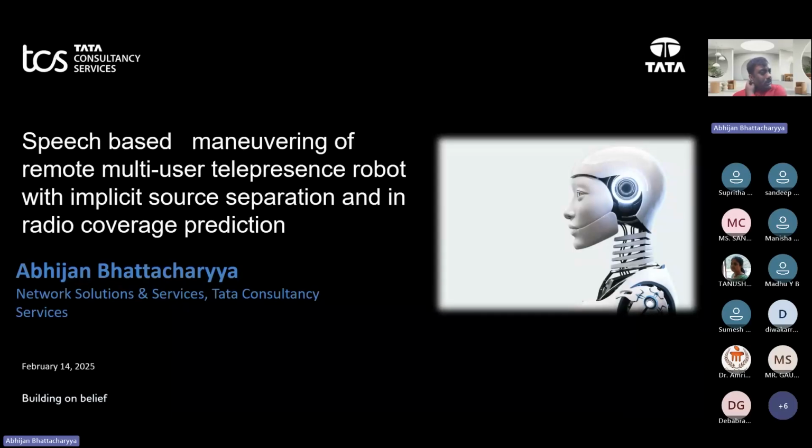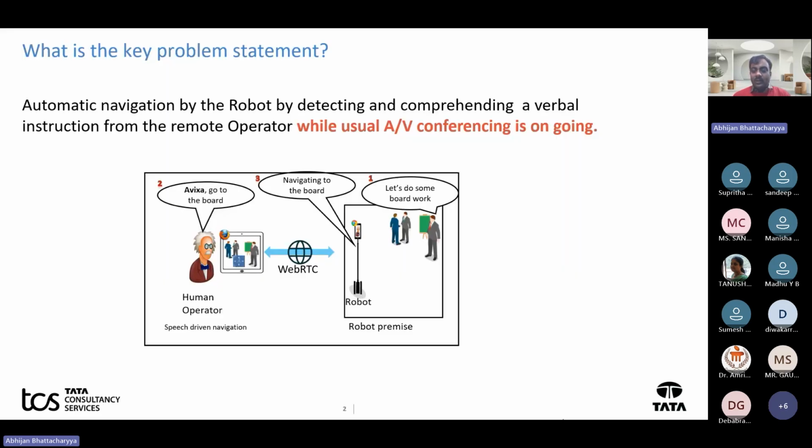So this is basically speech-based maneuvering of remote multi-user telepresence robot with implicit source separation and radio coverage prediction. Now, this radio coverage prediction, I'll not go into the detail because that itself is a huge topic, and I'll just put the reference of our publications. So, without much delay, let me get straight into the problem.